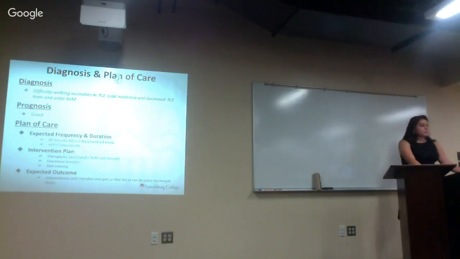And then our interventions would include therapeutic exercise for range of motion and strength, functional transfers, and gait training. And our expected outcomes were that he would be independent, or at least have increased independence with transfers and gait, so that he could safely go home and not be an increased burden to his caregivers.